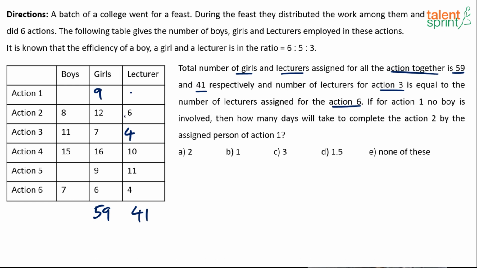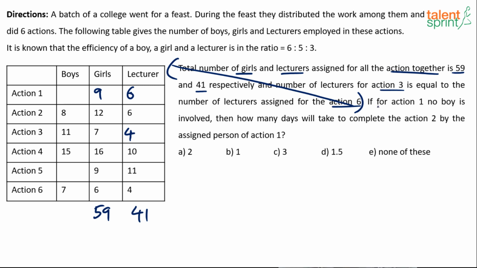Yes, do that. 6 plus 4, 10. 10 plus 10, 20. 20 plus 11, 31. 31 plus 4, 35. If total is 41 and this is 35, then this should be 6. Yes or no? 6, 6, 12 plus 4, 16 plus 10, 26 plus 11, 37 plus 4, 41. Balance. So if you really look at it, the first half of the question is just about finding out these missing values, and it takes about 15 to 20 seconds maximum, right?